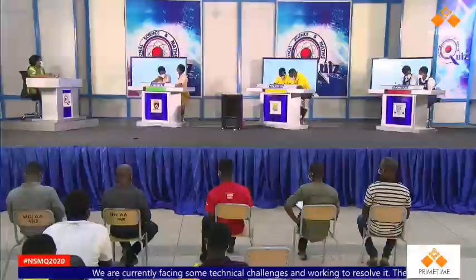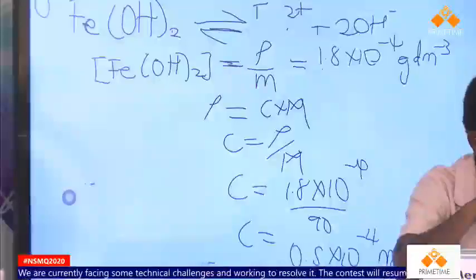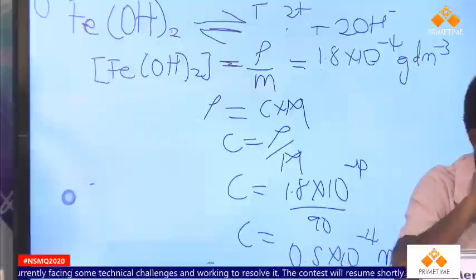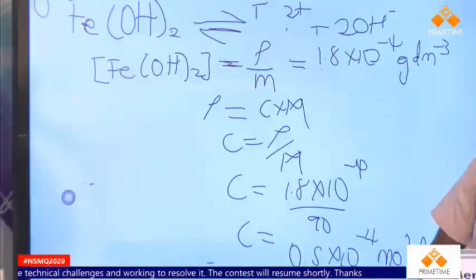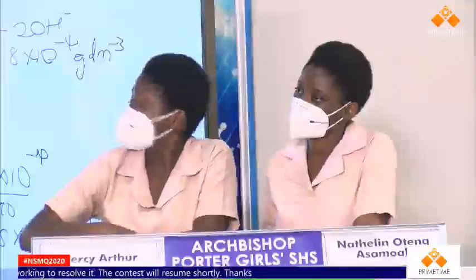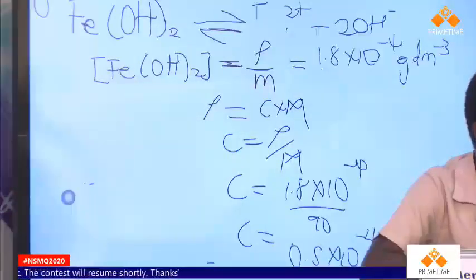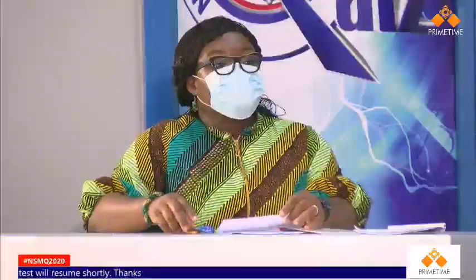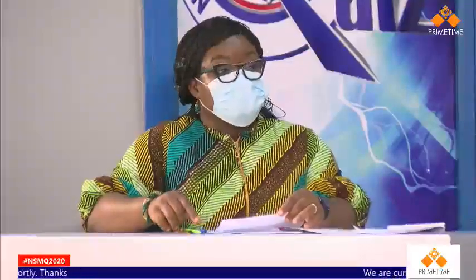We start with Archbishop Porter Girls. At least for the equation, I can see you were writing it, but you ended up erasing it. So I can't give it to you. And then you didn't get any other thing correct. So you get no mark for the problem of the day. St. Monica's got 2 out of 10. And Pope John got the first part correct, so they got 5 out of 10.